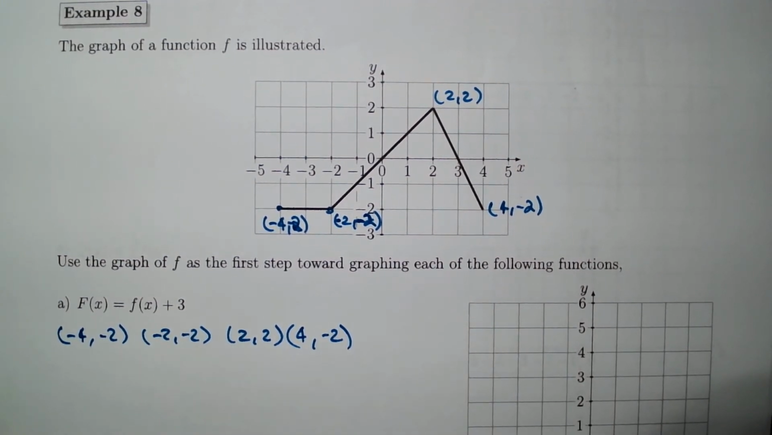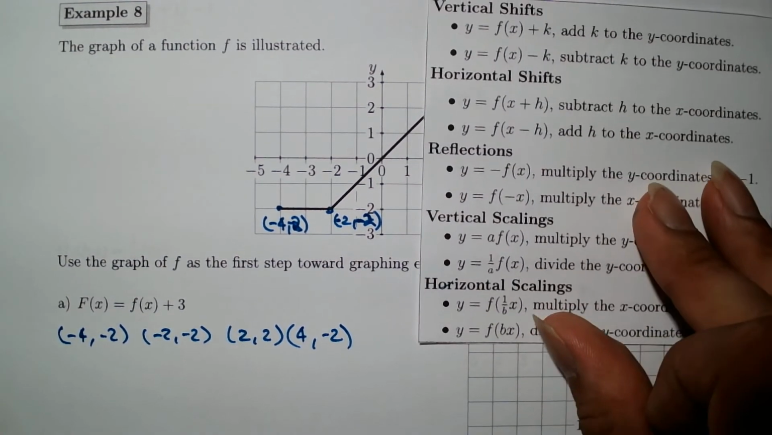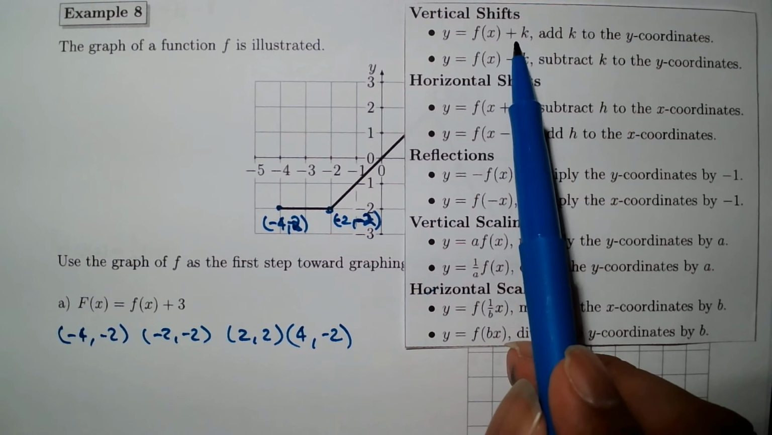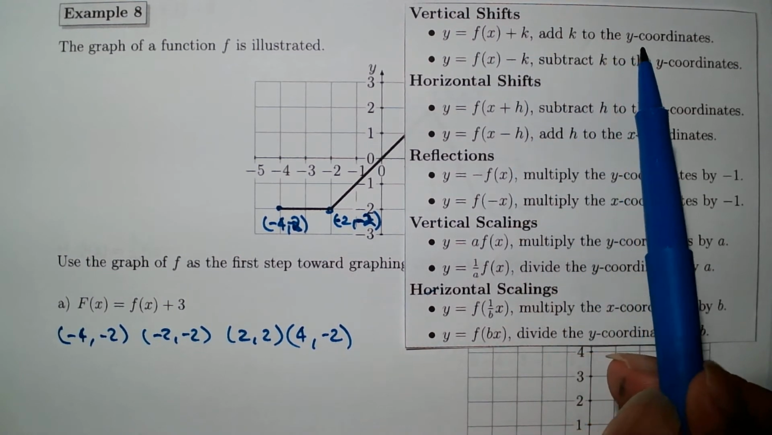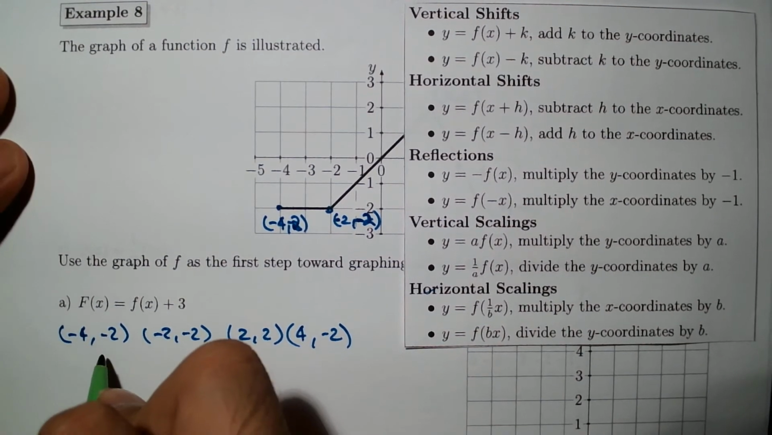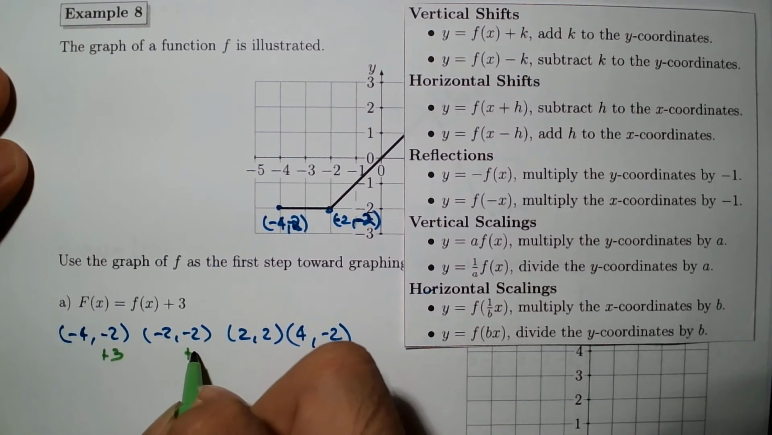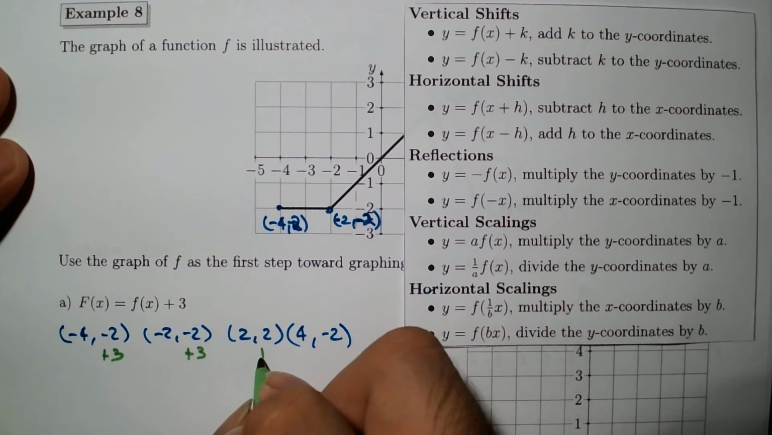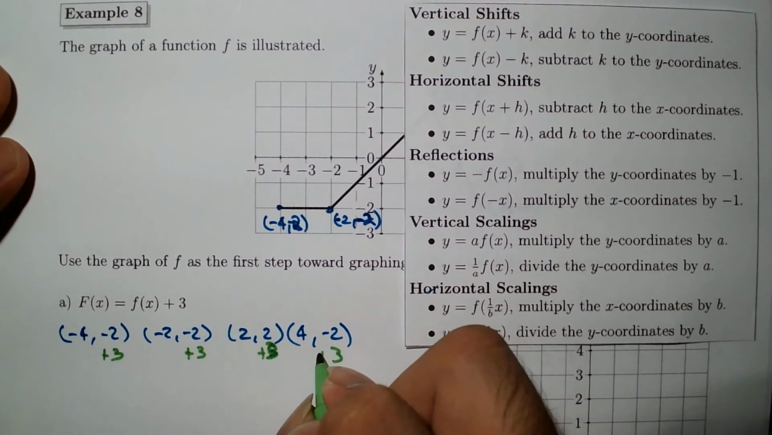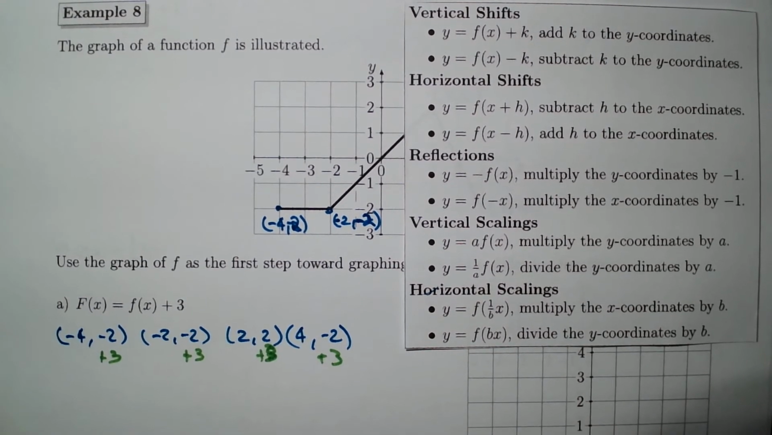Okay, so let's have our summary here. In this case, with this plus k, we're going to add k units to the y coordinates to get the new points. So add 3 to the y coordinates to get new points.